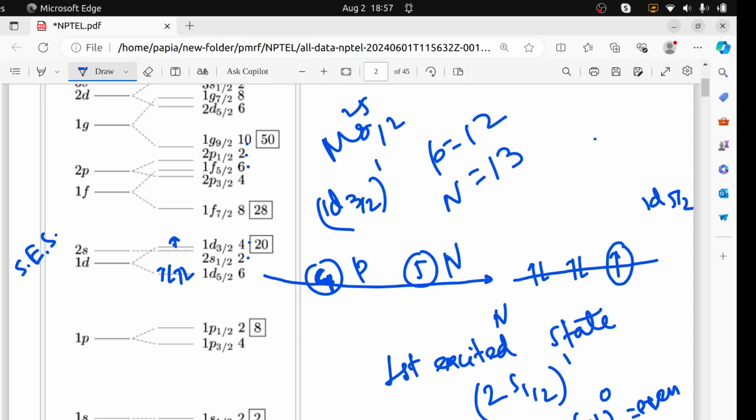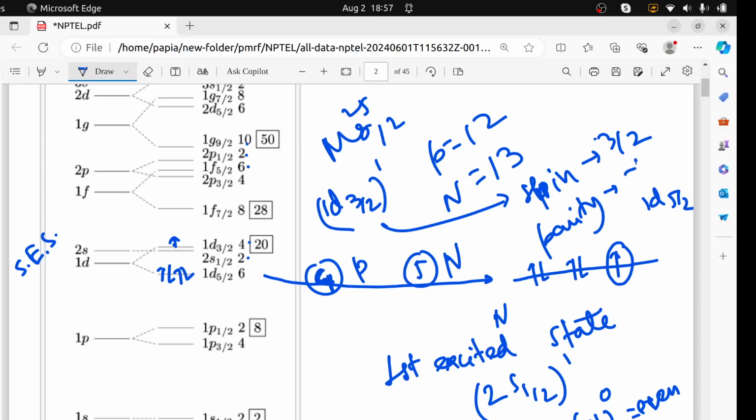Now you can obviously see what will be the spin parity for the second excited state. So the second excited state will have spin as 3 by 2, parity as, okay, d means it is L equals 2. That means minus 1 to the power 2, which is positive. So 3 by 2 plus, right?